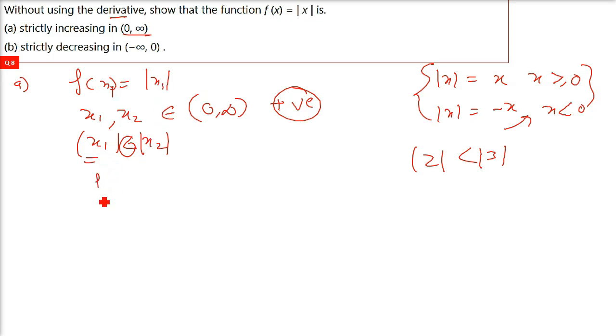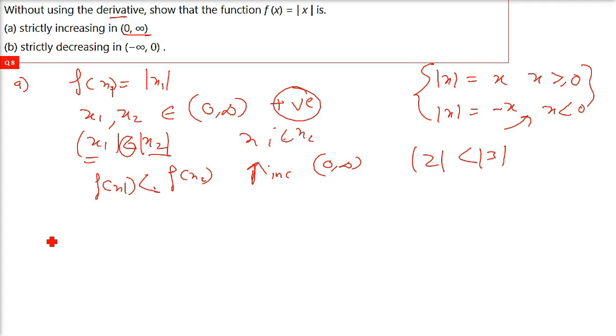So this left part is actually f(x1). The right part of the inequality sign is f(x2). So f(x1) is lower than f(x2). If x1 is less than x2, f(x1) is lower than f(x2). It doesn't change. So that means it is strictly increasing in 0 to infinity. This is quite clear. Alright.